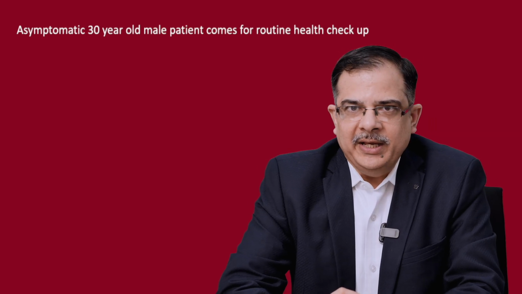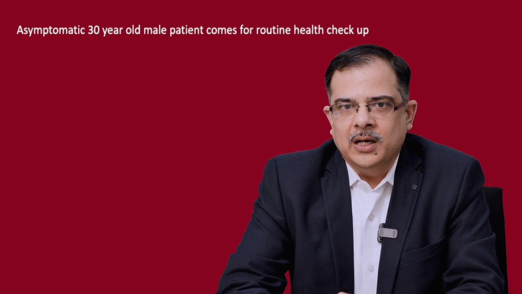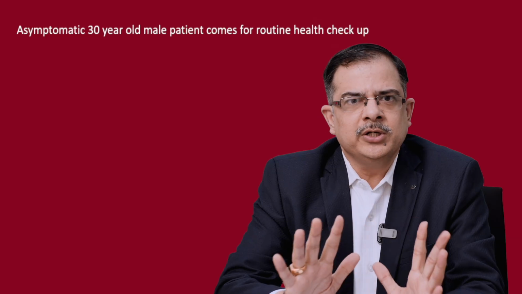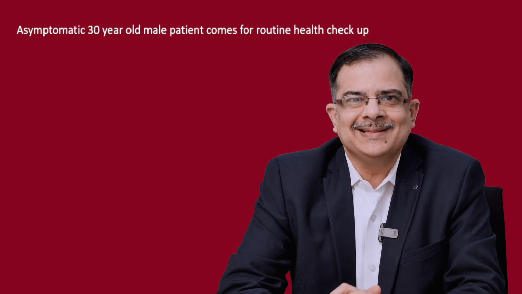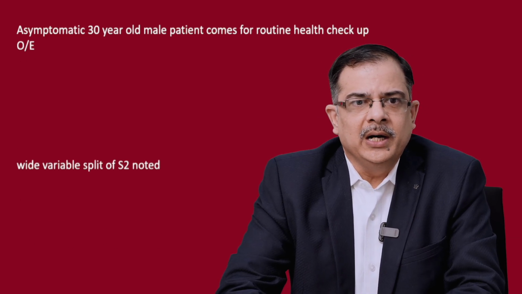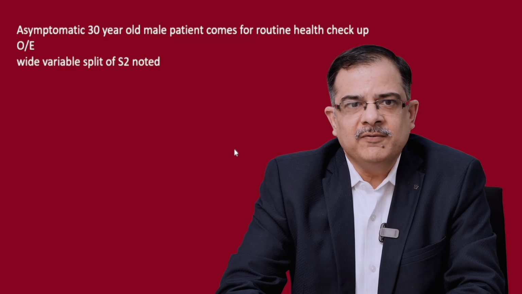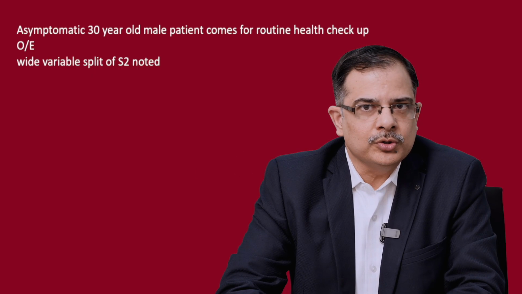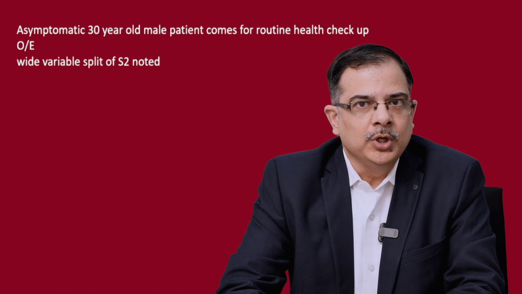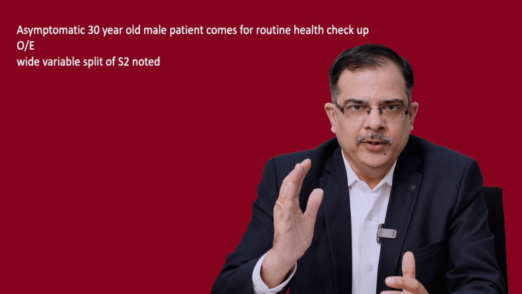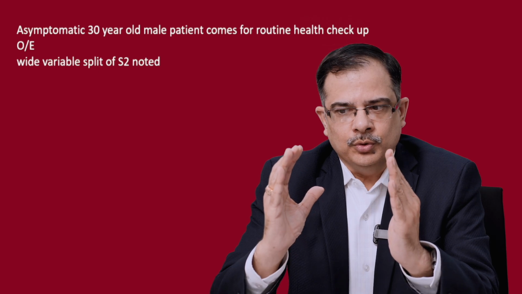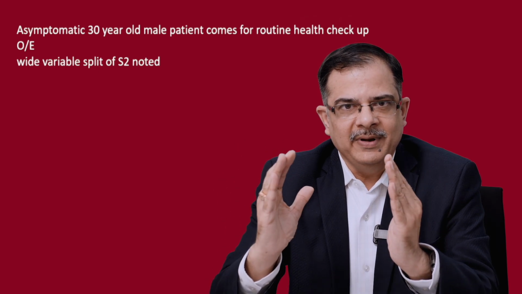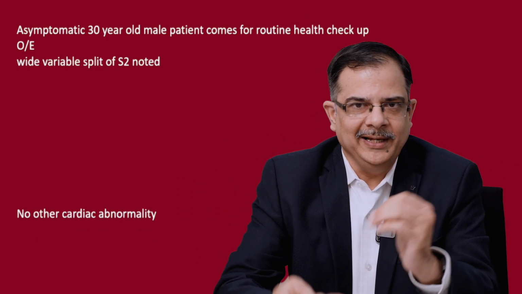Next clinical scenario: an asymptomatic 30-year-old male comes for a routine health checkup. That means the patient does not have any symptoms of dyspnea, chest pain, or palpitations. Now on examination, the patient has a wide variable split of S2. So we will understand the causes of wide variable S2. All of us know that physiologically A2 comes first, followed by P2. So the width will increase if A2 is early or P2 is late. So there will be two causes.